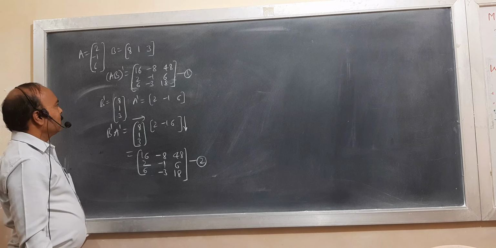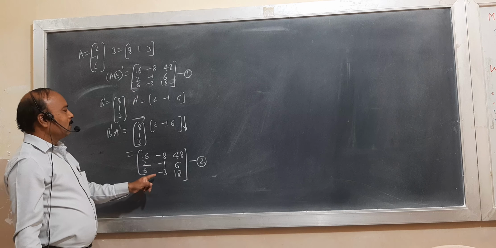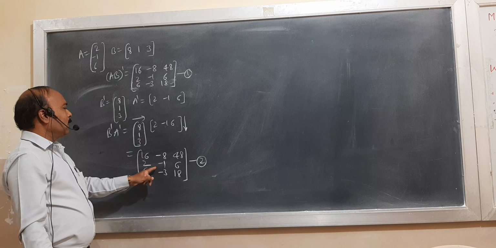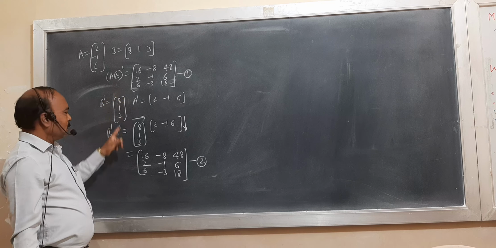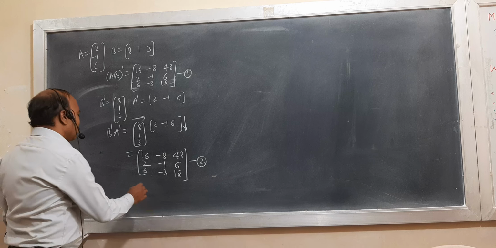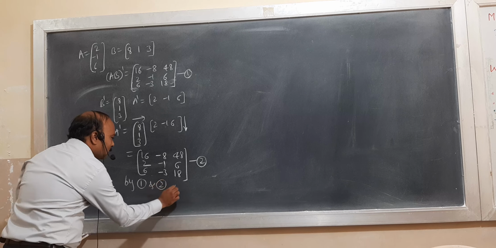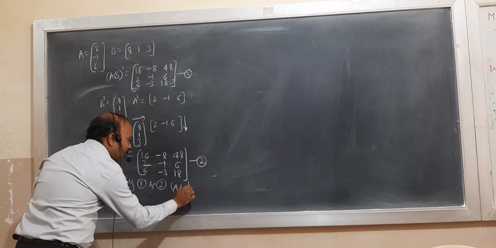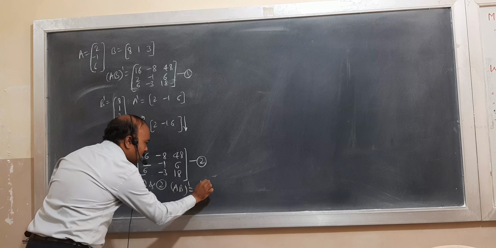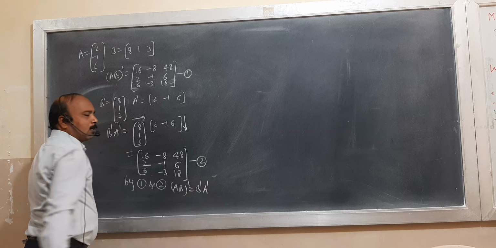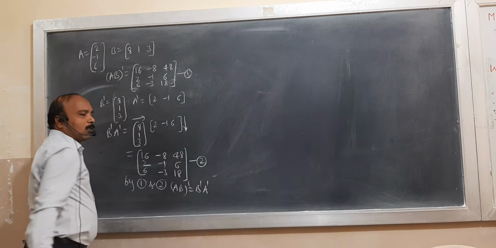Now by using 1 and 2, we observe that right hand sides are equal, therefore left hand sides must be equal. Therefore by 1 and 2, (AB)' equals B'A'. Now we go for another, similar example.